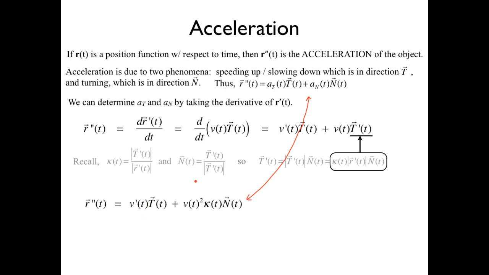Makes sense, right? And then what is our acceleration due to turning? Well, that turns out to be the speed squared times the curvature. So the faster you're going around a curve, the more you're accelerating in terms of curvature. And the higher the curvature, the tighter the curve, the more you're accelerating in the direction of n. So our tangential component of acceleration is just the derivative of the speed, and the normal component of acceleration is the speed squared times the curvature.